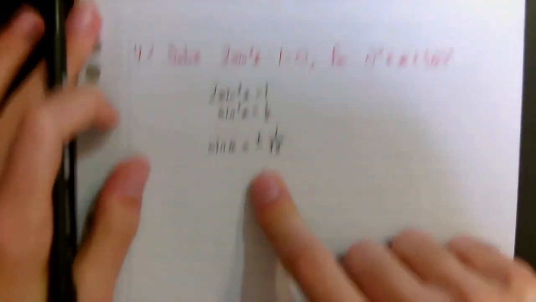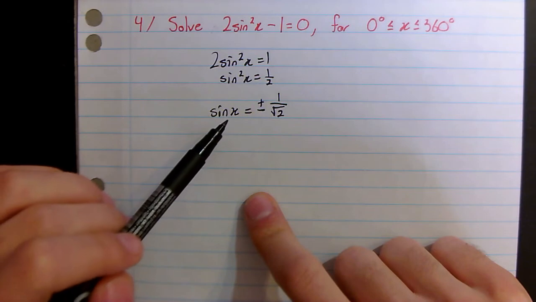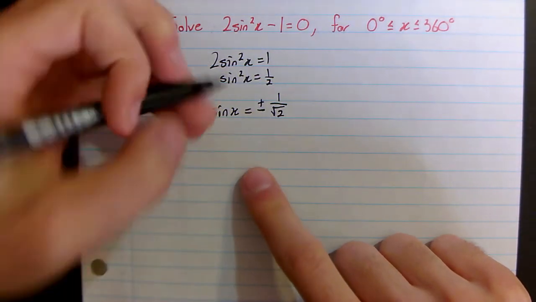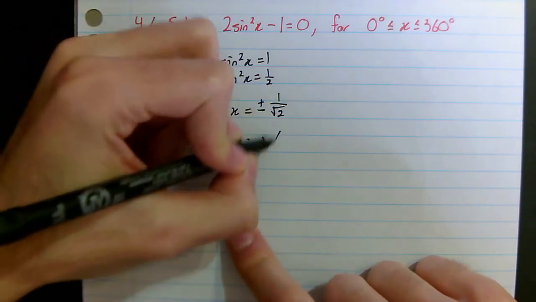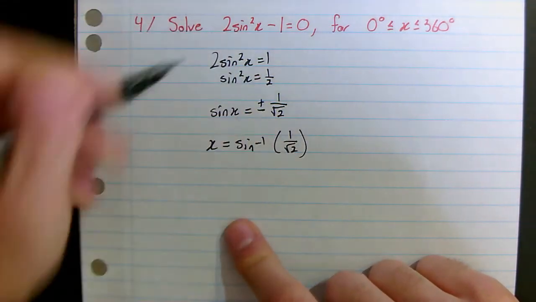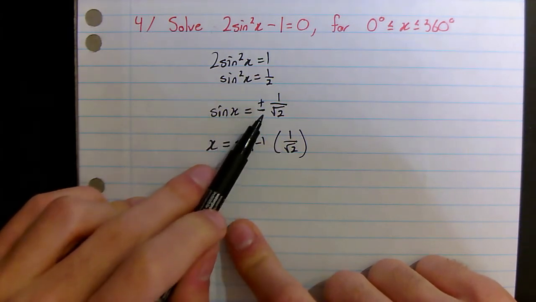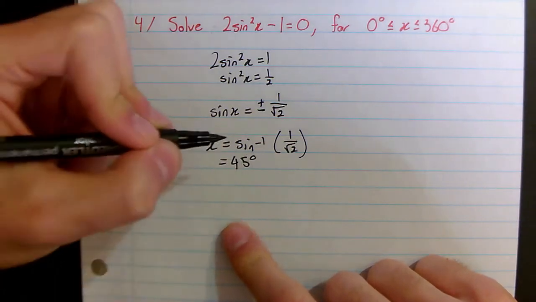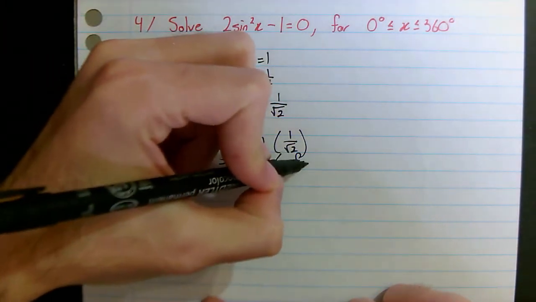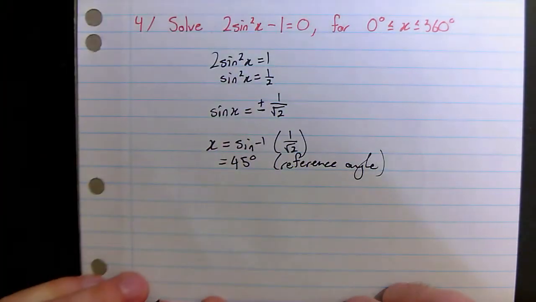Then we do the same process as we've previously done. We find the reference angle, which is going to be inverse sine of 1 on root 2. Positive 1 on root 2, because remember, we always take the positive, despite there being a positive and a negative. And that's going to be equal to 45 degrees. Let the marker know that that is our reference angle.